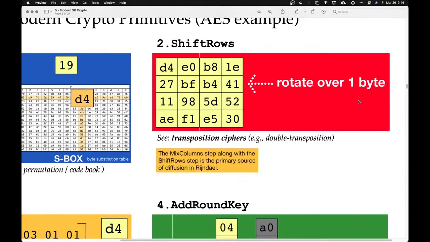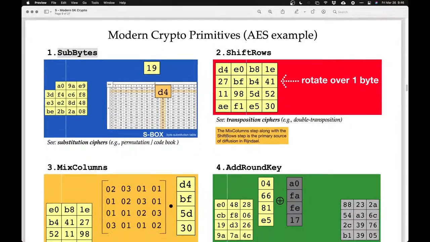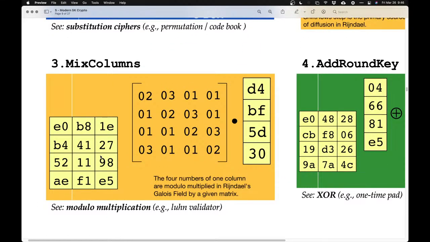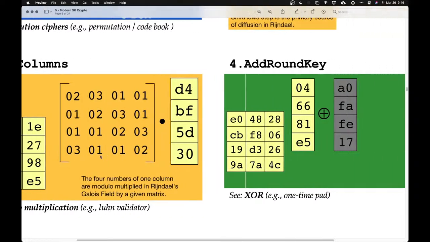The shift rows step is kind of like a transposition cipher. It's not a double transposition cipher, but it's transposing row by row. So it's like a transposition cipher. Mix columns is kind of like what you did on the Luhn validator. It's a modular multiplication.